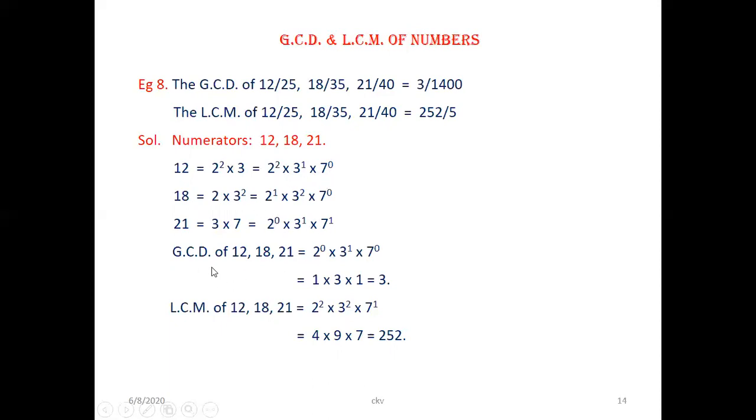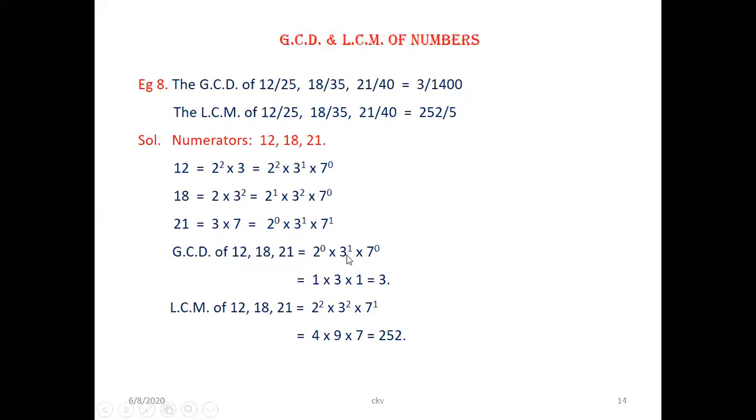When you are writing GCD, I said you must write first all prime numbers, and to write GCD, you have to write the least powers. And here in these three numbers, the power of 2 here is 2, power of 2 here is 1, power of 2 here is 0, the least power is 0. Whereas when you are writing LCM, you have to pick up the highest power. So in all these, the highest power is 2. Okay. So next, the power of 3 here is 1, power of 3 here is 2, power of 3 is here 1.